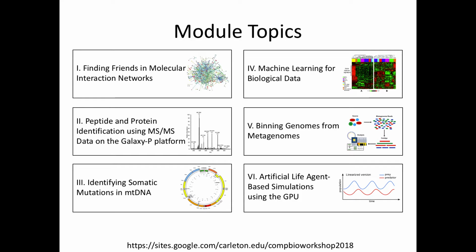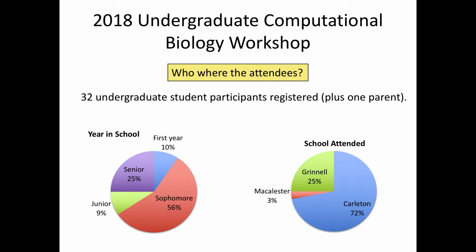All right, so that's a lot about what the workshop itself actually looked like, but who were the participants in this? We ended up with 32 undergraduate participants, plus one parent who happened to be on campus that weekend. The participants ranged through first years, sophomores, juniors, and seniors, with the largest group being sophomores. We ended up with students from 3 different schools, although they were largely dominated by Carleton. We suspect that this had to do with the fact that the workshop occurred on Carleton's campus, and it seemed pretty challenging to coordinate carpools for students from some of the other schools.